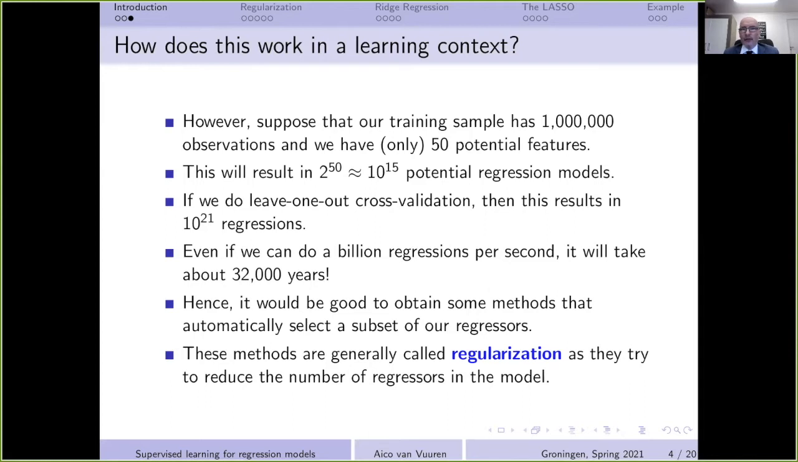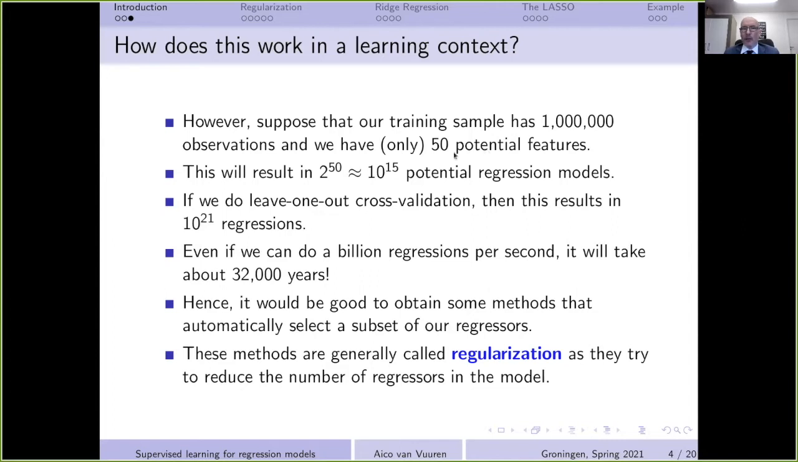Take into account that, for example, in the Facebook example that we have looked at before, features are nothing else than pixels in a picture. And we should realize that even with the most simple smartphones these days, you can actually have more than 1 million pixels in a particular picture. So therefore, you should realize that actually 50 is a very low number of potential features.